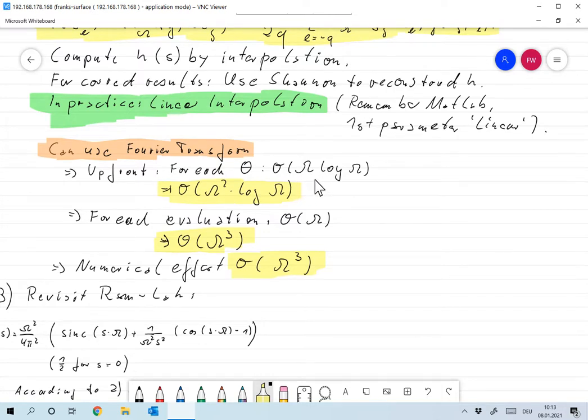Well, since this is now all equidistant, we might even use the Fourier transform to evaluate the convolution. And it turns out that we can reduce that to capital O of omega squared times log of omega, right? Because the effort for doing the fast Fourier transform is something like omega times the logarithm of omega. But you could also use omega cubed here, which would be the straightforward implementation.